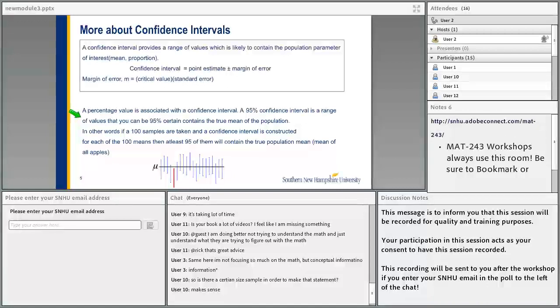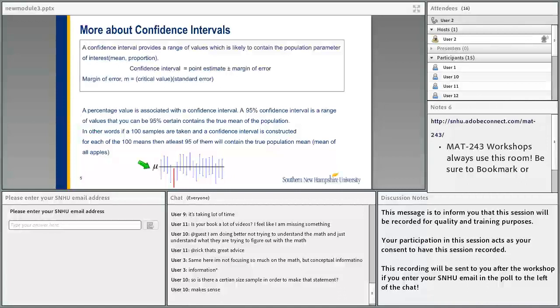In other words, if I were to take 100 different samples from my population and I construct confidence intervals for each of those, 90% of those or 95% of those will have my population's mean and only 5% will not have it.